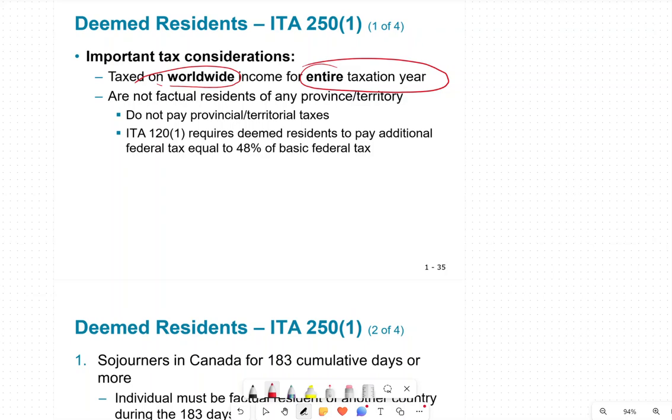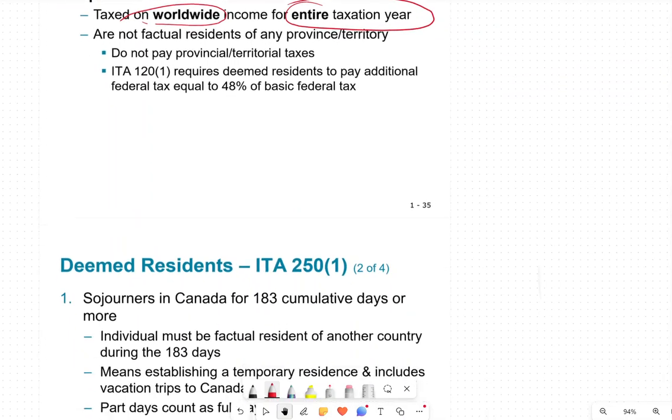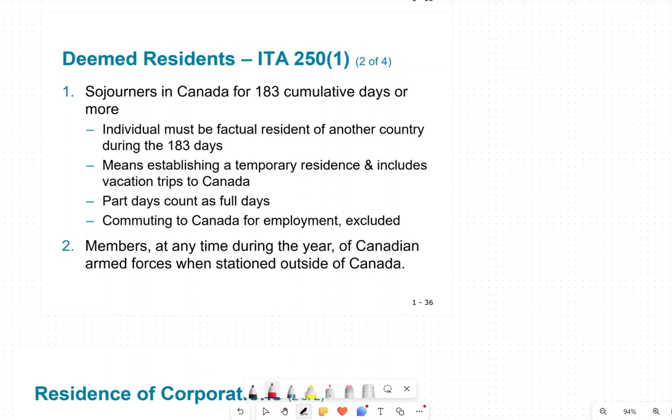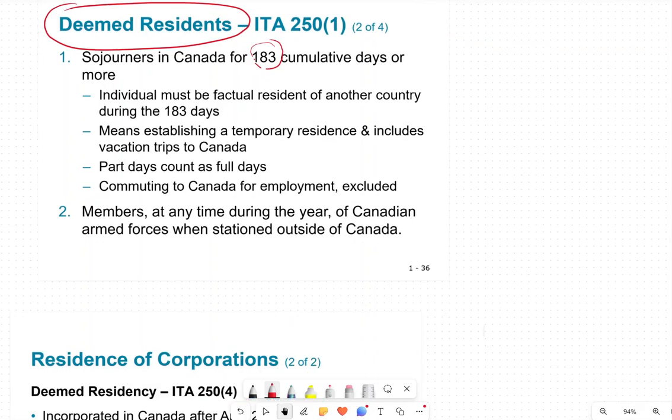So that's what happens. Then you will be paying taxes. Sometimes we call it deemed residence. Deemed residence is you leave, you come back, you leave, you come back, but you were in Canada for 183 days. If you were in Canada for 183 days, you become a deemed resident, and you pay taxes on the worldwide income.